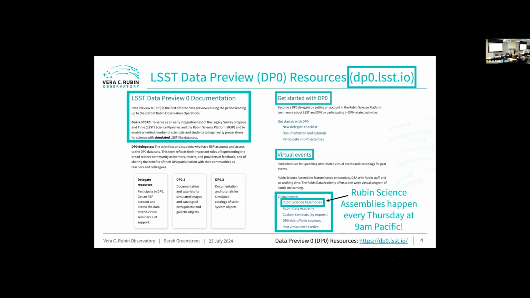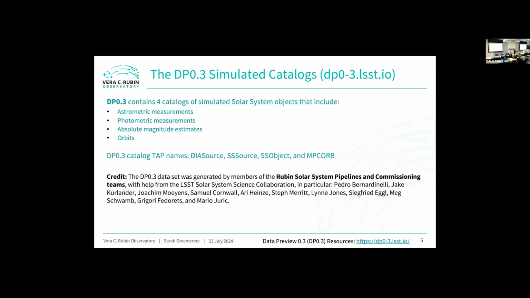DP0 comes in 2 different pieces. The one that is of most interest for solar system science is DP0.3, which contains catalogs of simulated solar system objects that include things such as astrometric and photometric measurements, absolute magnitude estimates, and orbits for millions of solar system objects at the level expected for LSST. This DP0.3 dataset was put together by the Rubin Solar System Pipelines and Commissioning Teams and members of the LSST Solar System Science Collaboration, to whom we are very grateful for this data preview set.